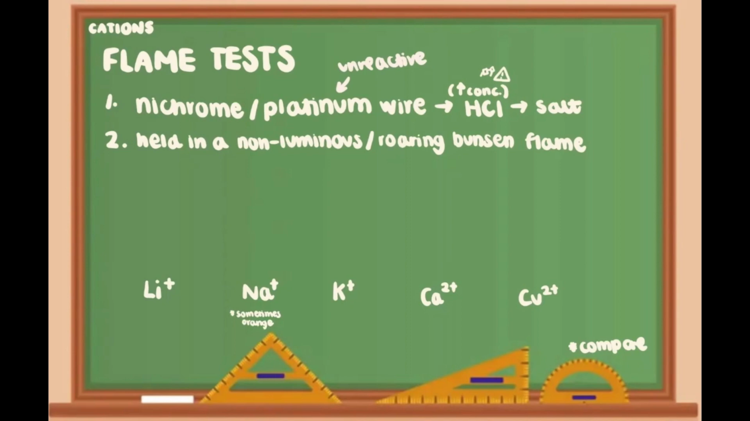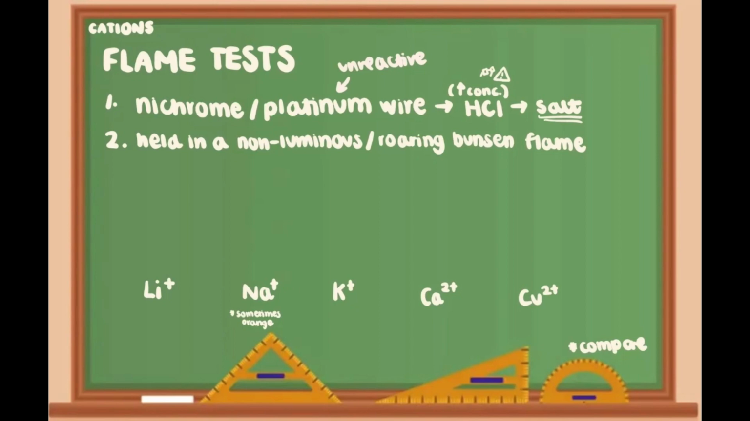So nichrome or platinum wire, you're going to dip it in some concentrated hydrochloric acid. Again, I've got my little hazard symbol, concentrated. It's a little bit dangerous. Don't get it in your eyes, don't get it on your skin. Be careful with that. The reason we do this is to clean the wire, so remove any impurities that could affect the results, but it's also to allow some of the unknown salt that we're trying to test to stick to the wire.